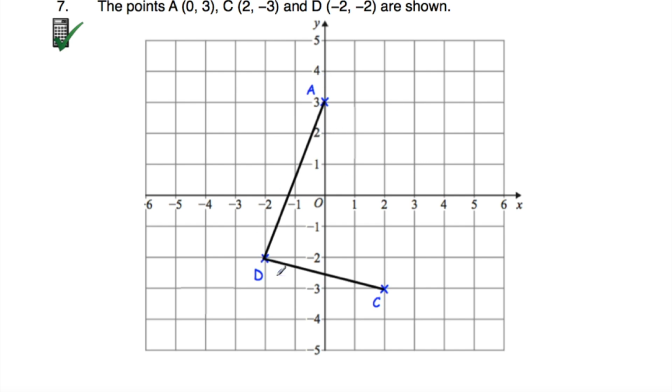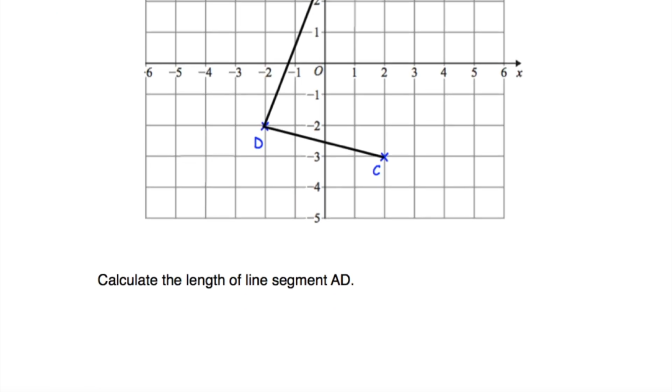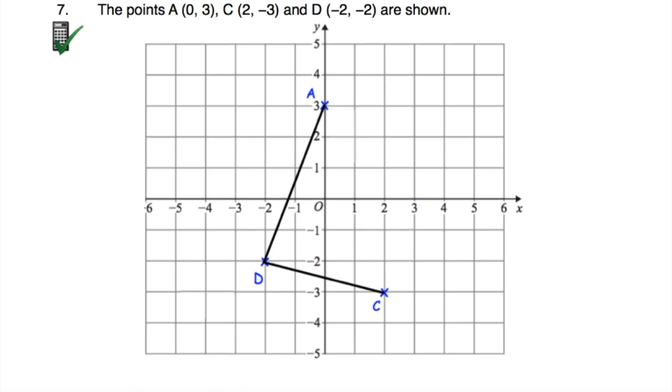So we've got these points A, C, and D. And the question says, calculate the length of line segment AD. So we want to work out the length of this line AD. So again, let's turn it into a right angle triangle. So I'm just going to go across this way, and then I'm going to go down this way, like so. I could have gone across and then up, but I've just gone across and then down.